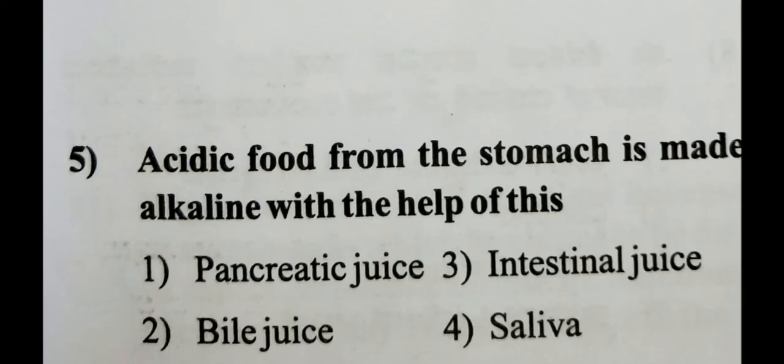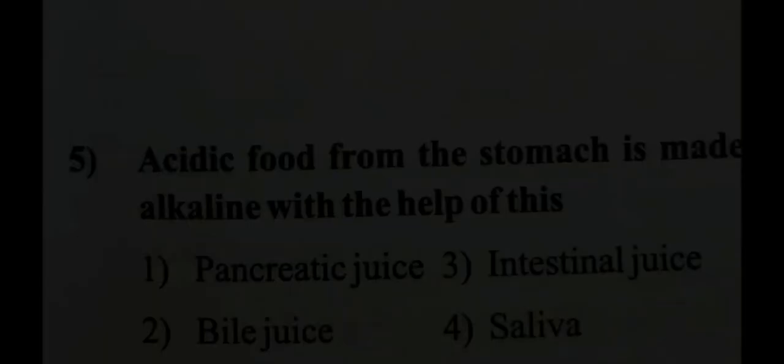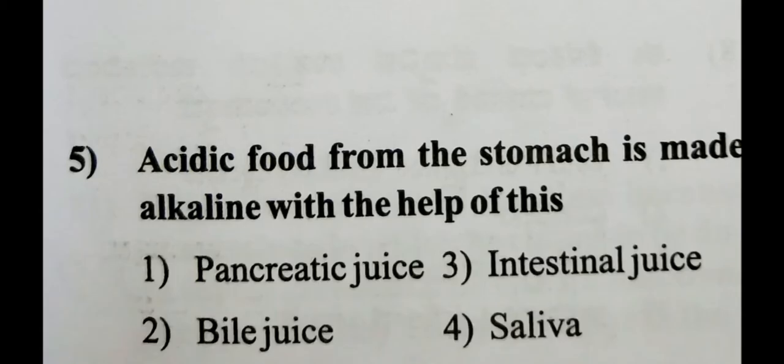Here, the acidic food is converted into alkaline as soon as it comes out from the stomach. When it reaches the duodenum, the bile juice gets mixed with the food and it makes the food alkaline. So the option is 2. Bile juice is the right answer.